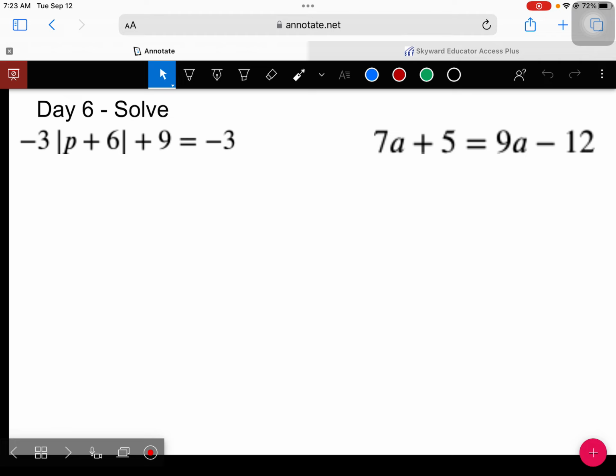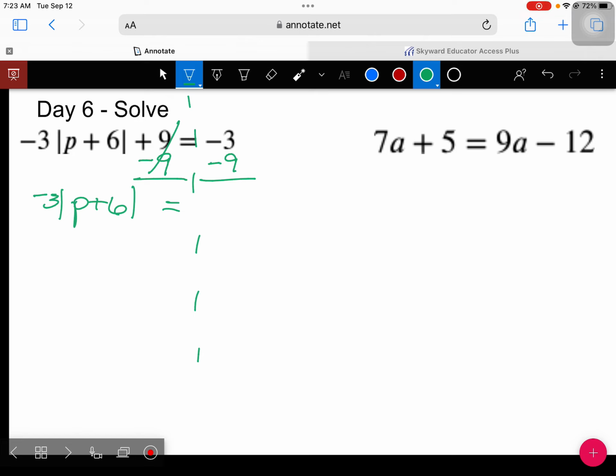Subtract. What would you subtract? Yes. This 9 is over by itself. It is not connected. So I'm going to subtract 9. Whatever you do on one side, you must do on the other. The 9's cancel out. -3 times the absolute value of P plus 6 equals, what is -3 minus 9? Yes, -12. And this is where I said some of you might get in some trouble with the positive negatives.